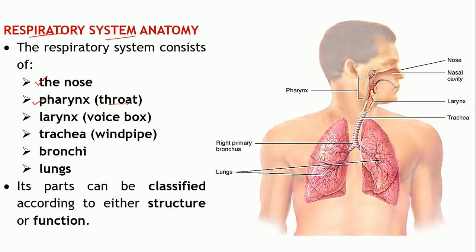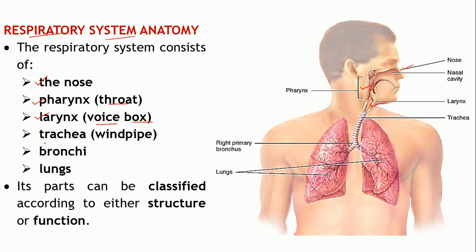It's a system, so it will be comprising of several organs like the nose, pharynx, that's also known as throat. Okay, so that is your nose. Then the pharynx is this particular part. Then the next part is the larynx, or it is also called the voice box. So the larynx is located over here.